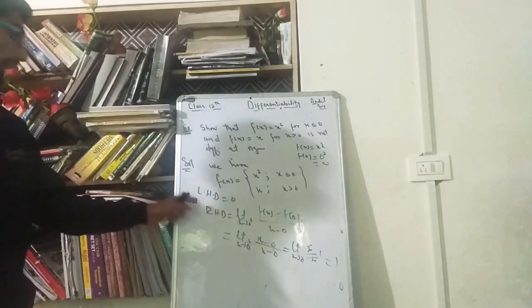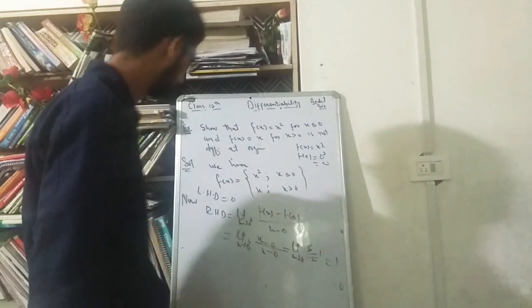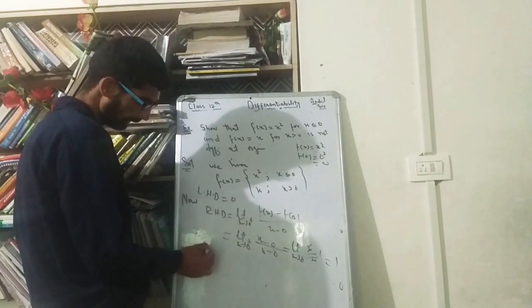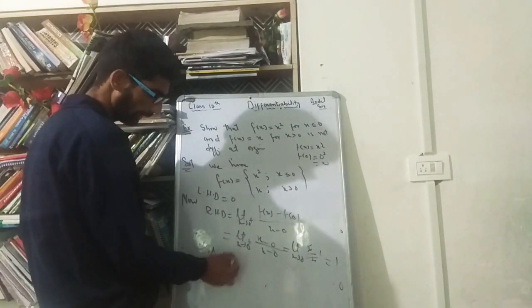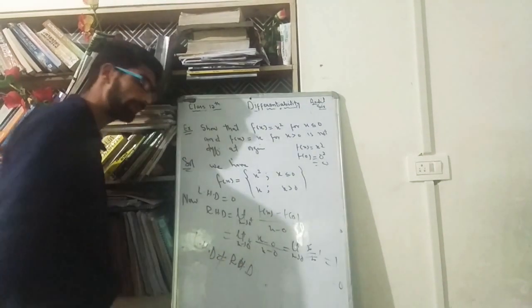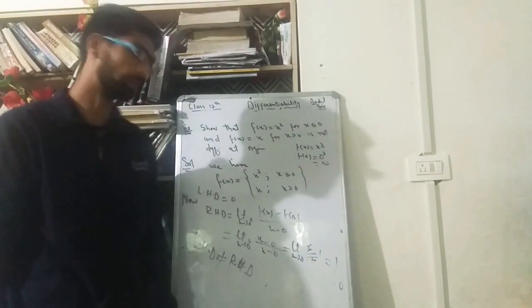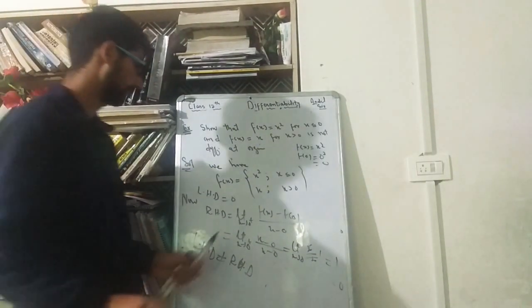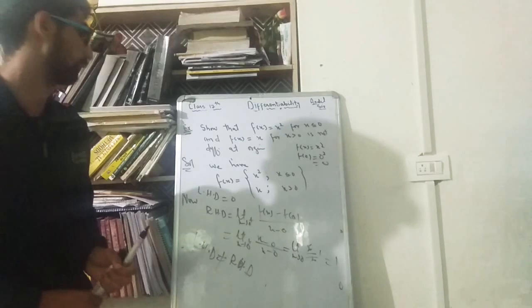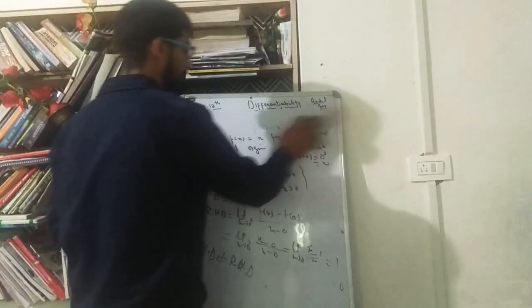So our left hand derivative is 0 and right hand derivative is 1. Clearly, the left hand derivative and right hand derivative are not equal. When they are not equal, the function is not differentiable. So this function is not differentiable at origin, and this was all about the example number one.